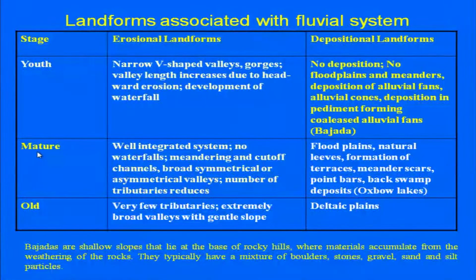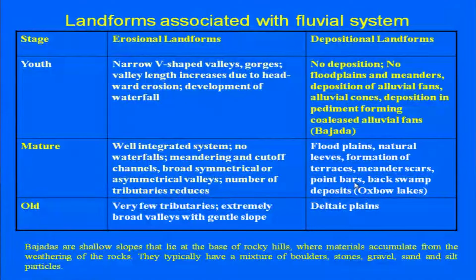Now coming to the mature stage, the erosional landforms you will see are a well-integrated system. No waterfalls, but meandering and cutoffs will be seen. In the mature stage, remember the meandering and cutoff channels and broad symmetrical or asymmetrical valleys, and the number of tributaries reduces. This is similar to what we were looking at for the river in the plain areas. Alluvial plain areas mainly resemble the mature stage. The best example is the Indo-Gangetic plain. What you see is mostly floodplains, natural levees, formation of terraces, meander scars, point bars, back swamp deposits and oxbow lakes. Oxbow lakes are related to your cutoff channels.